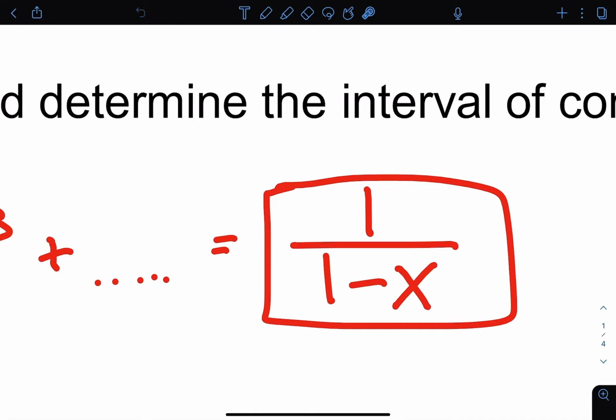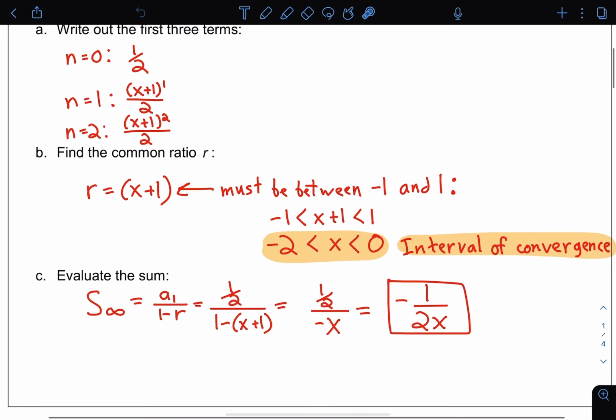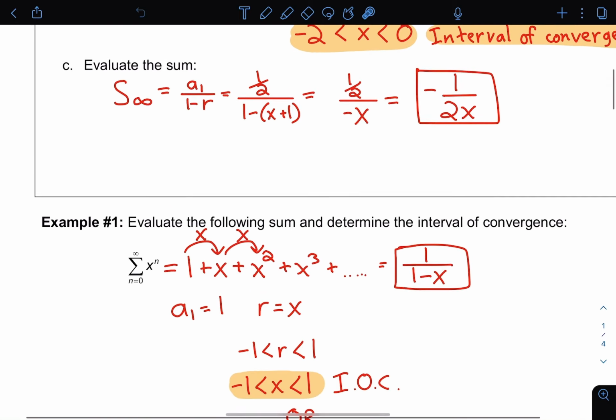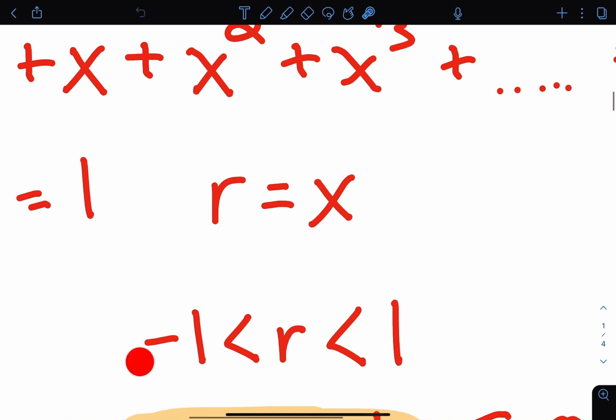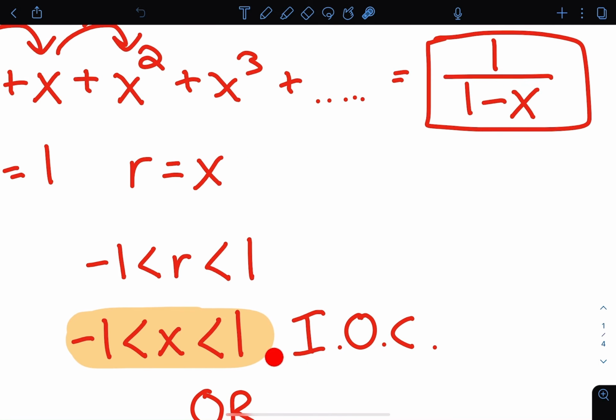Okay, so we get 1 over 1 minus x, but again, just like the last one, this only works when the common ratio is between -1 and +1. So I'll do the same thing here. If r must be between -1 and +1, well, r here is just x, and so that means x is between -1 and +1 in order for this to work. That's my interval of convergence, not International Olympic Committee, okay?